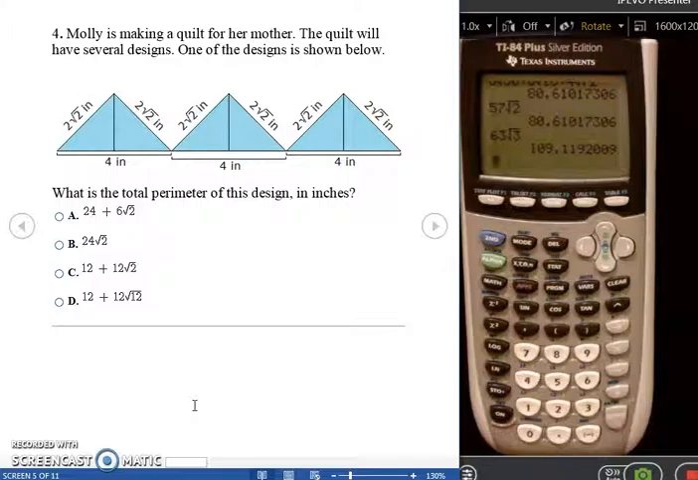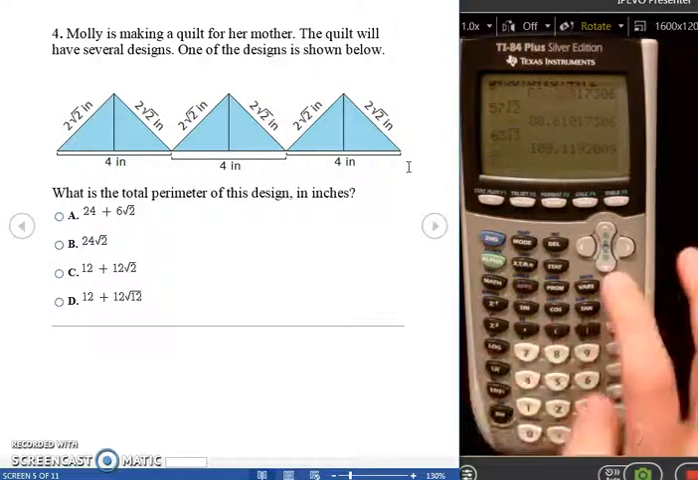Now I'm looking at number 4. In number 4 here, it says Molly is making a quilt for her mother. The quilt will have several designs. One of the designs is shown below. What is the total perimeter of this design in inches? So perimeter means I add up all of the sides.